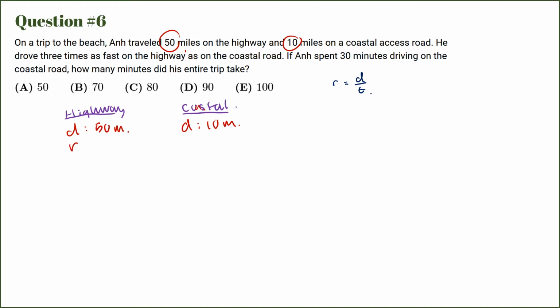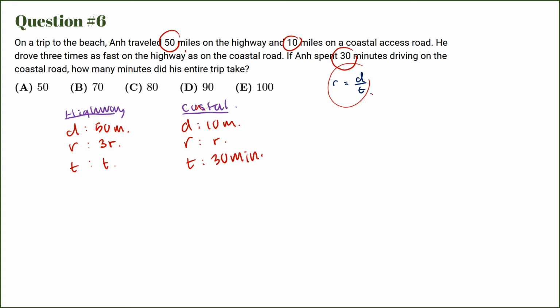His rate was 3 times as fast as the coastal rate. So let's say that's R for here and 3R for here. And he spent 30 minutes driving on the coastal road, so time is 30 minutes. And we are trying to find this time. So how many minutes did his entire trip take? Okay, so let's plug these into this equation.